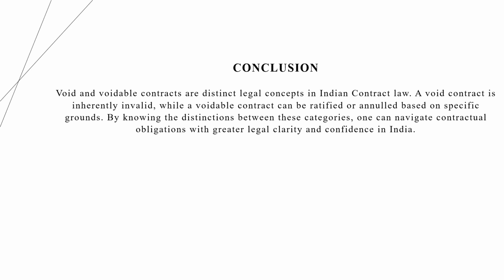A void contract is by its very nature devoid of legal validity, and its unenforceability is absolute. This understanding is vital as it prevents parties from being burdened with obligations arising from unlawful or impossible agreements. In a rapidly evolving economic and legal landscape, knowledge of void and voidable contracts is instrumental for effective contractual management and dispute resolution. By embracing these legal distinctions, one can engage in contractual obligations with heightened legal acumen, thereby fostering transparency and trust in the Indian legal system.